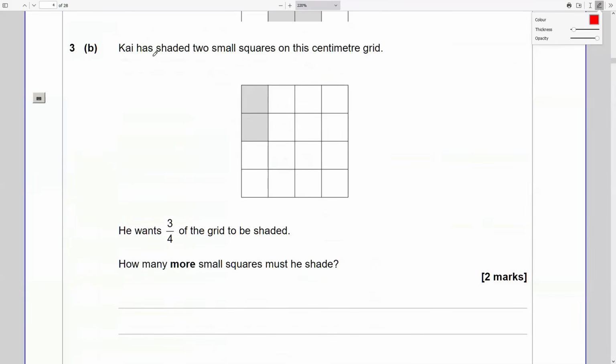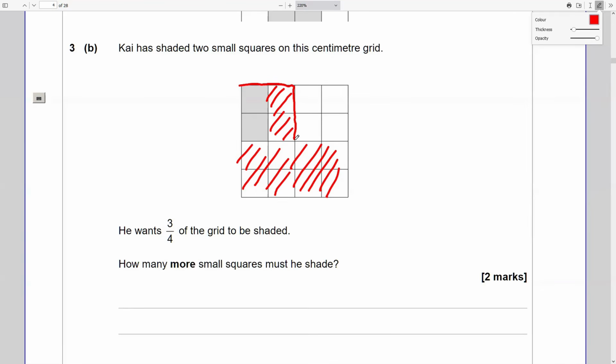Question 3B. Kai has shaded 2 small squares on this centimeter grid. He wants 3/4 of the grid to be shaded. Well, right, here's our grid. It's got 16 squares. A quarter is going to be 4 squares, and we want 3/4. So we want these. That makes 1/4. There's another quarter, and here's another quarter. It's 2 marks, so I think it wants to show this is being our 3/4.